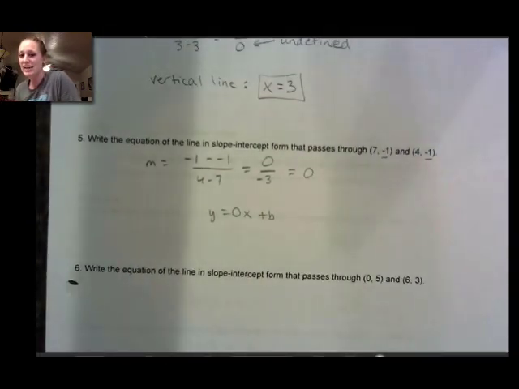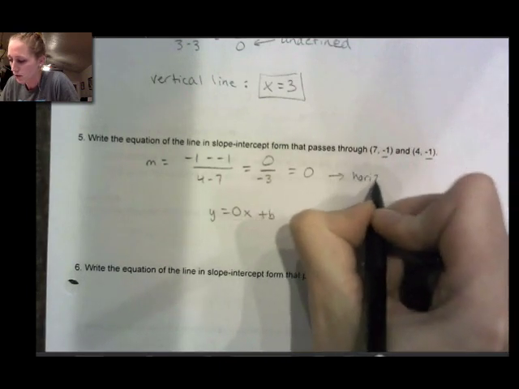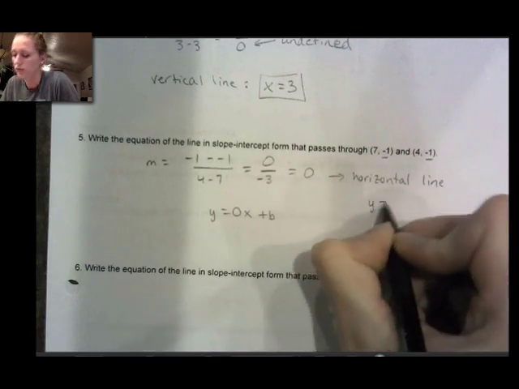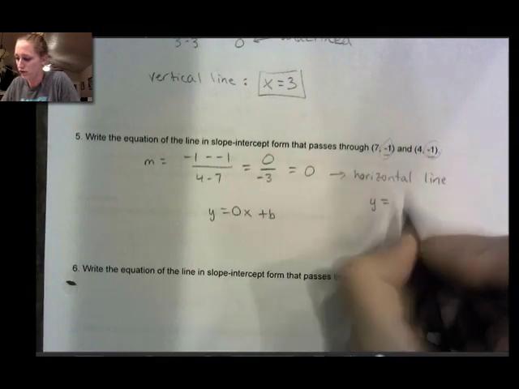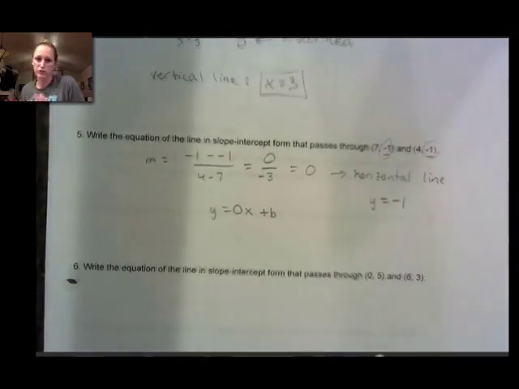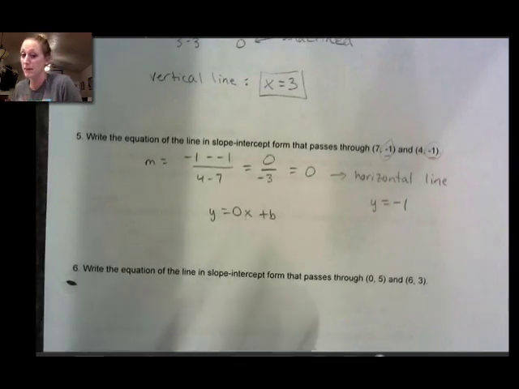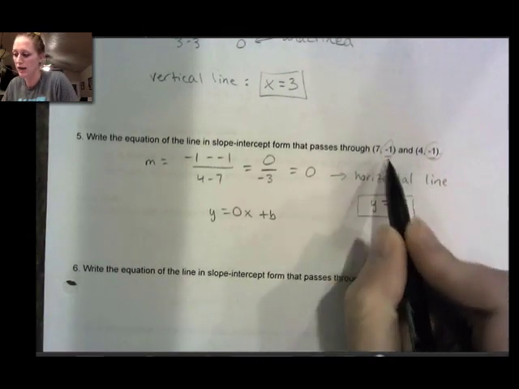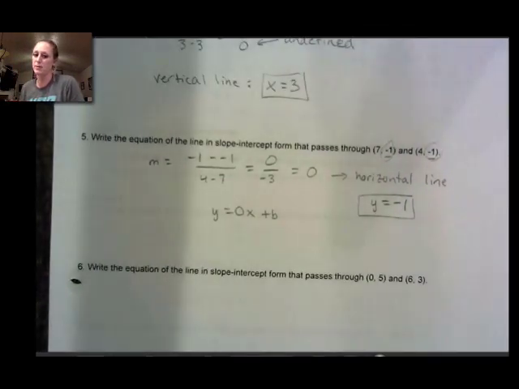Or you could recognize anytime you have a 0 slope, that is a horizontal line. And horizontal lines always are y equals a number. And what number? It's that y coordinate that matches. So you can still do the same process we did on those first 3 examples, you guys, and you will get the same exact answer. y equals 0x minus 1. Same process. This is just a little bit shorter if you recognize right away that if you have 0 slope, it's just going to be y equals that number.